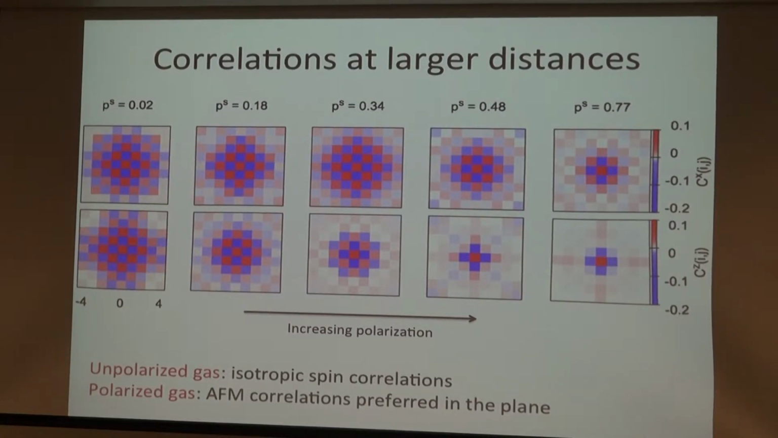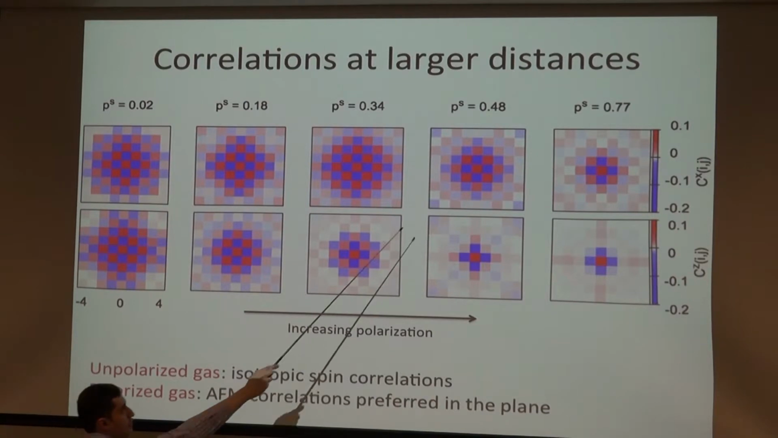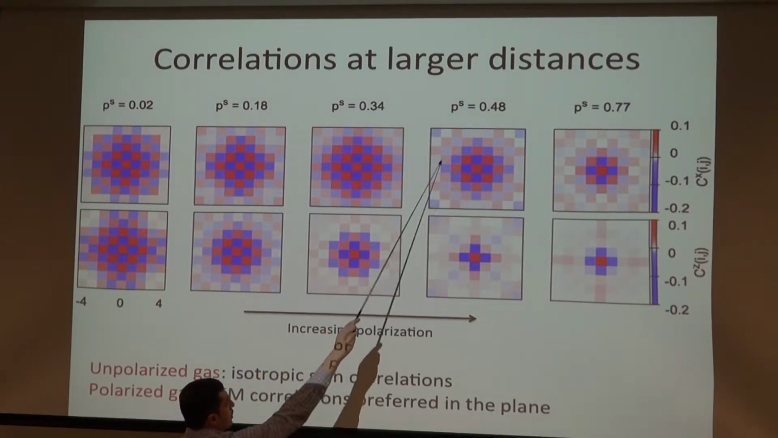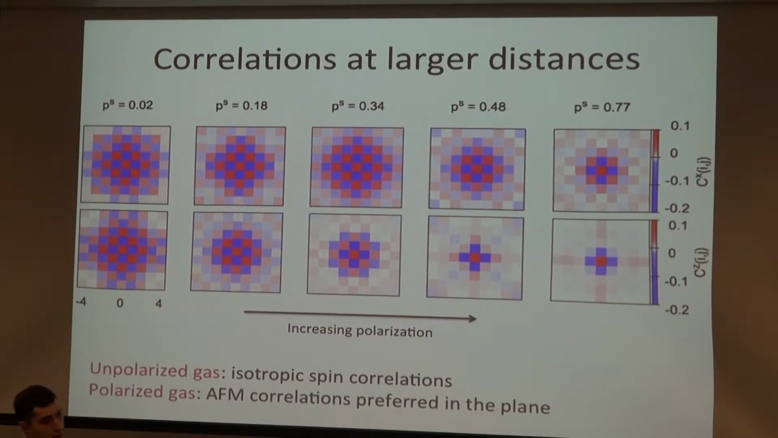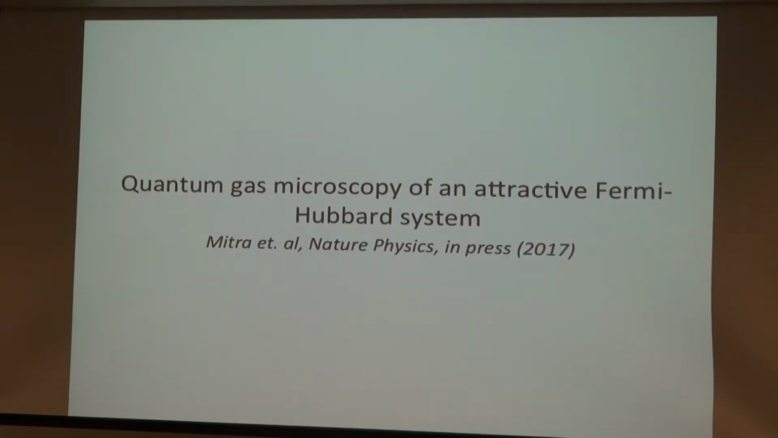Now we can get even colder, so the range has increased even more. The interesting thing, again, is that as you increase the polarization, let's say to 50% polarization, the correlations are predominantly orthogonal to the field as opposed to along it. So it's clear evidence for this canted structure. I think that's all I wanted to say about this part.